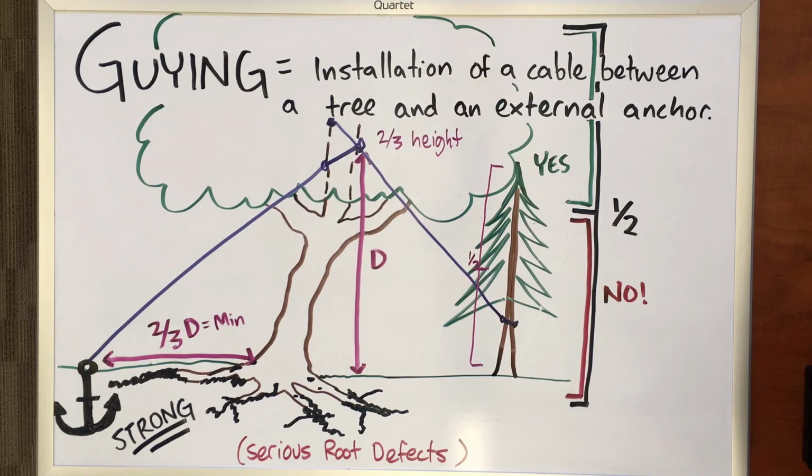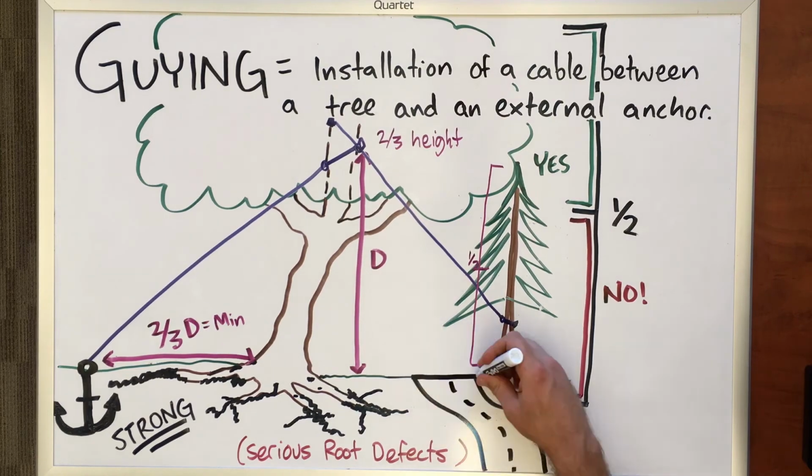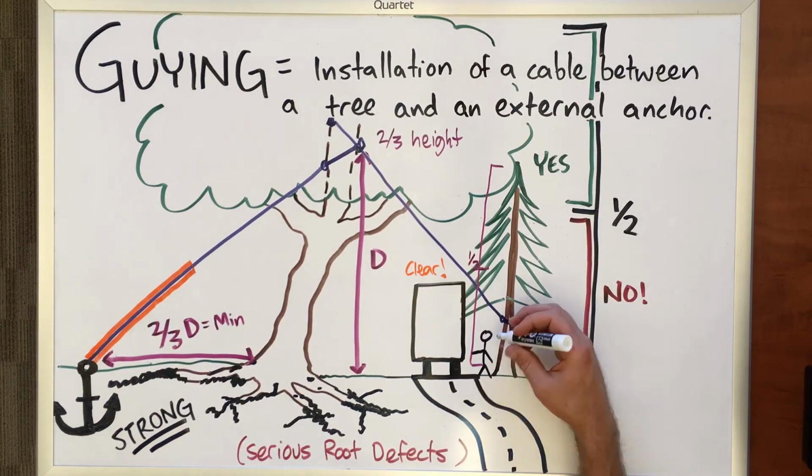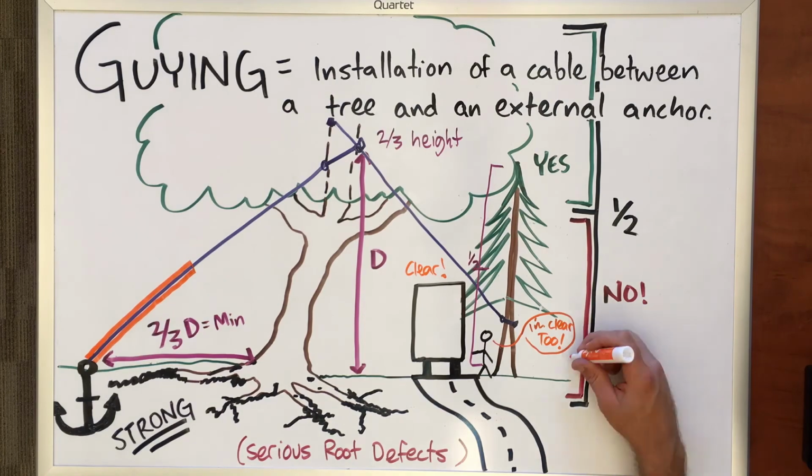A significant consideration in the installation of guys is public safety. Tree-to-tree guys should be installed high enough to reduce the risk of any hazards, including pedestrian or vehicular traffic.